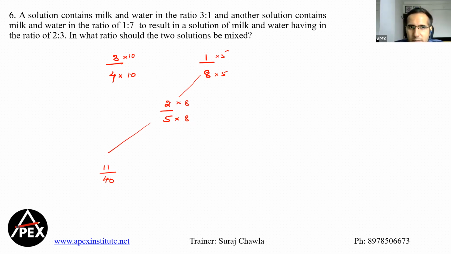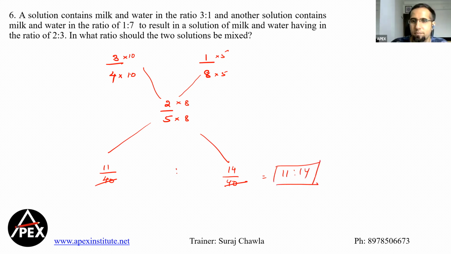And this is 30 minus 16. What is 30 minus 16? That is 14 by 40. This is the ratio in which I have mixed them, and therefore the ratio is 11 is to 14. Clear, Bindu and 449? You can answer with the help of both the methods.